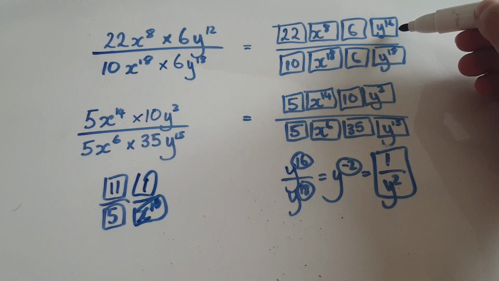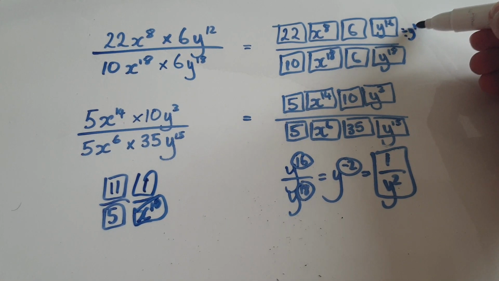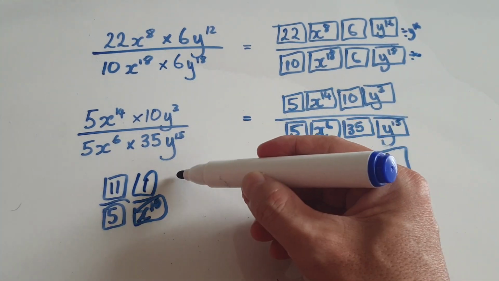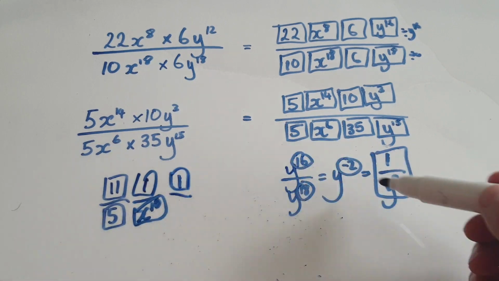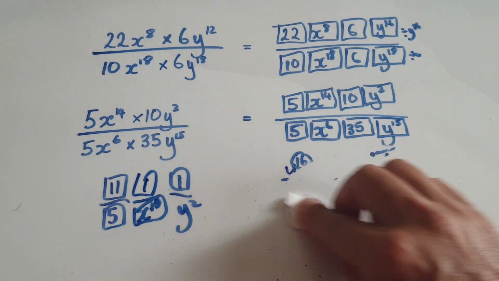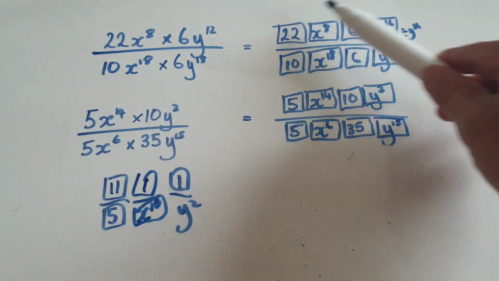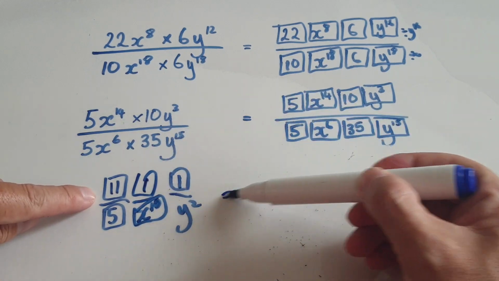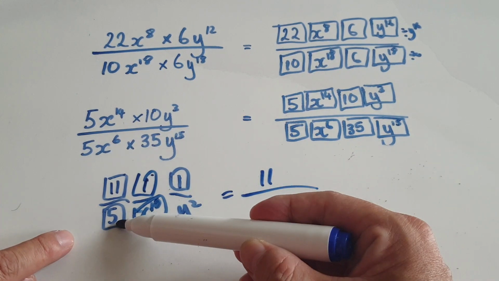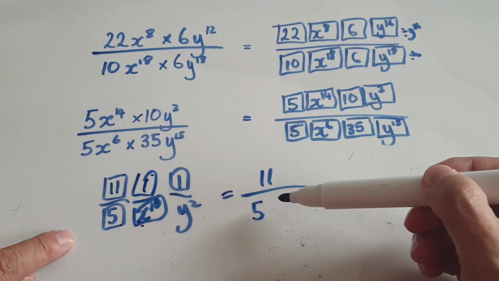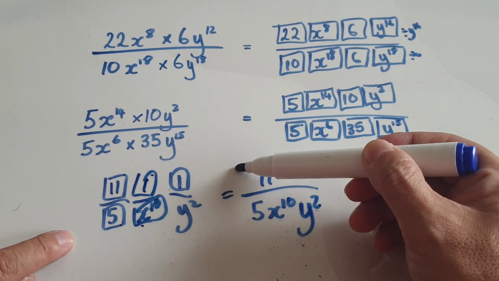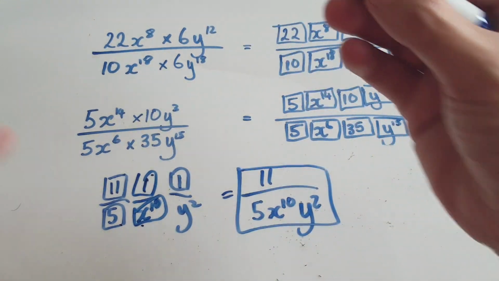So you can imagine it as dividing top and bottom by y to the power of 16 if you want to. Anyway, this thing here becomes this. So that would be a block of 1, and then times a block of y squared. So now this whole ugly thing becomes this. So this would mean top times top times top, which would be 11, over bottom times bottom times bottom, 5x to the power of 10 times y to the power of 12. So this is your final answer for the first one.